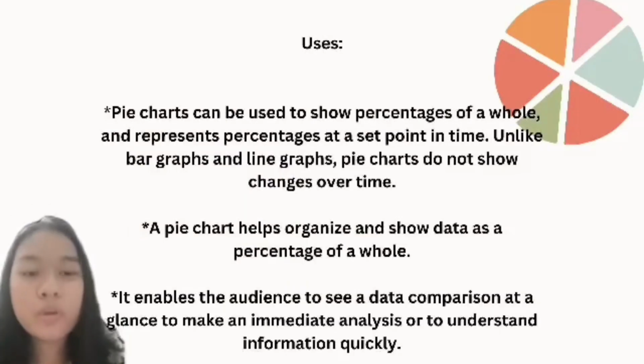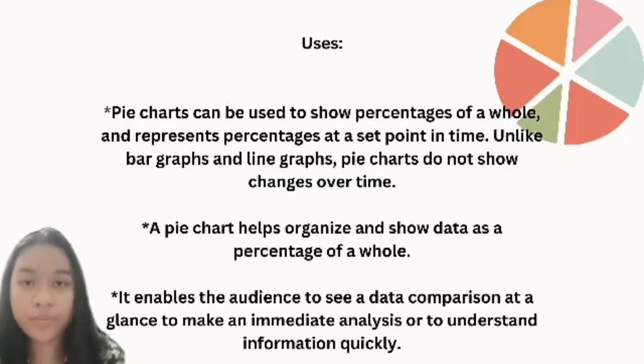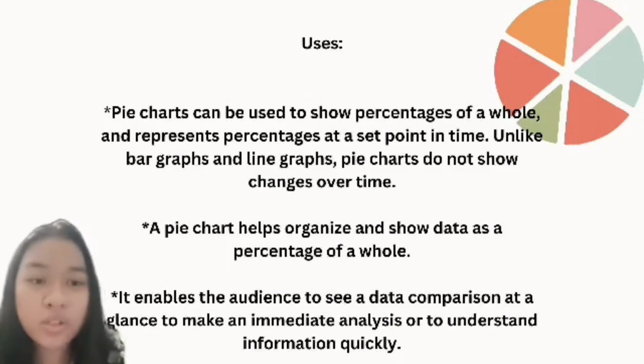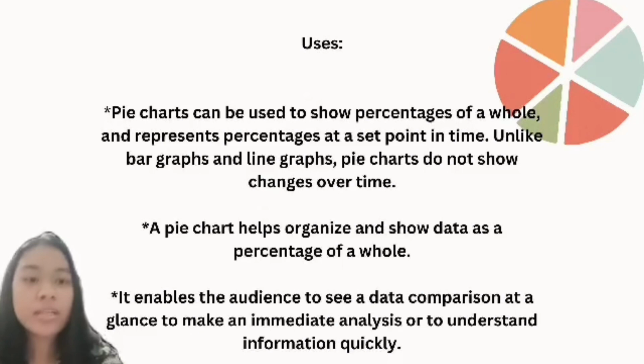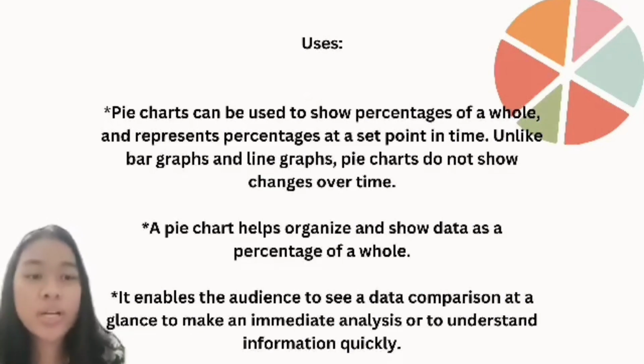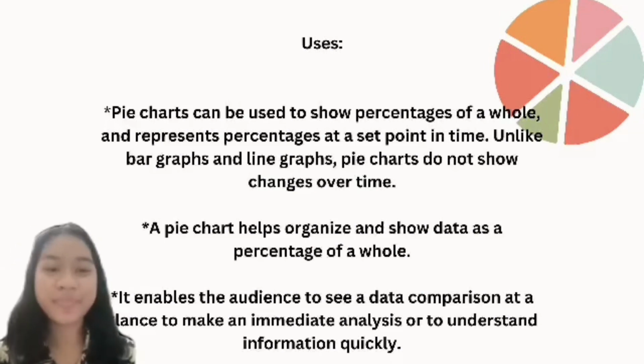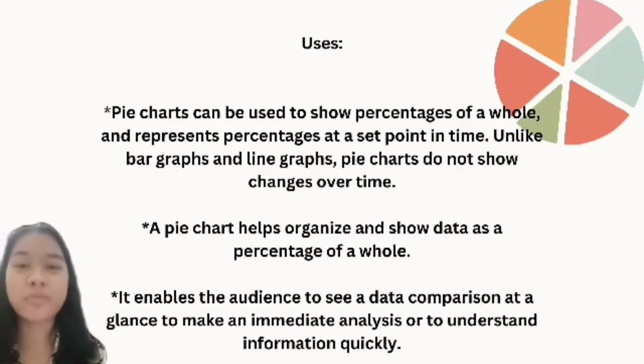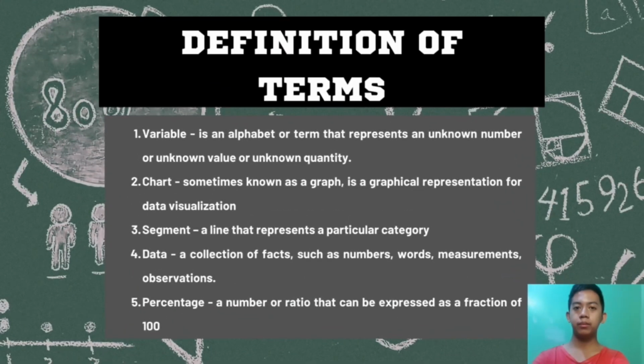So here are some uses of the pie chart or the circle graph. First, pie charts or circle graphs can be used to show percentages of a whole and represent percentages at a set point in time. Unlike bar graphs and line graphs, pie charts do not show changes over time. Second, a pie chart helps organize and show data as a percentage of a whole. Lastly, it enables the audience to see a data comparison at a glance, to make an immediate analysis, or to understand information quickly.